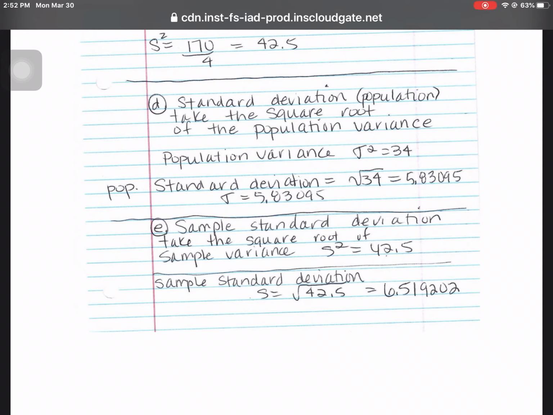Part E, the sample standard deviation, is you take the square root of the sample variance. The sample variance, S squared, was 42.5. These are the two things that we found in parts B and C. So the sample standard deviation is S. Take the square root of 42.5 and you get 6.519202. I'm going to make a video on using your calculator in a separate video. And that is the end for example 1.